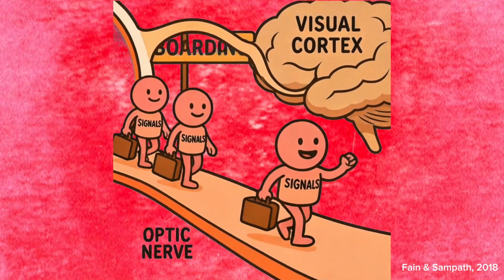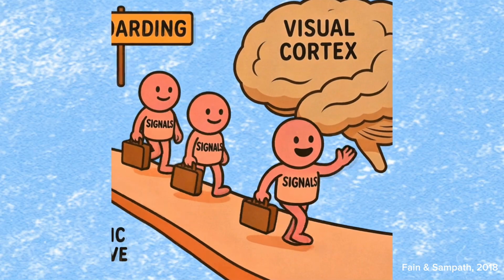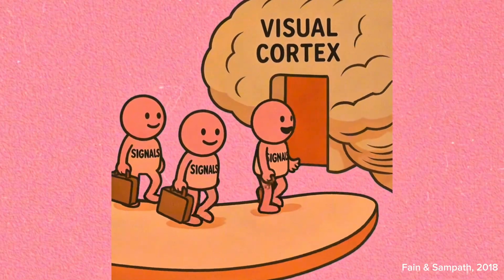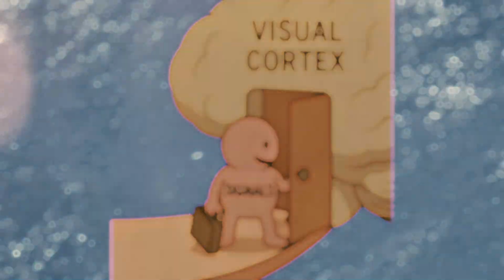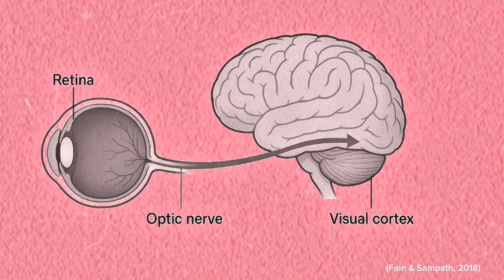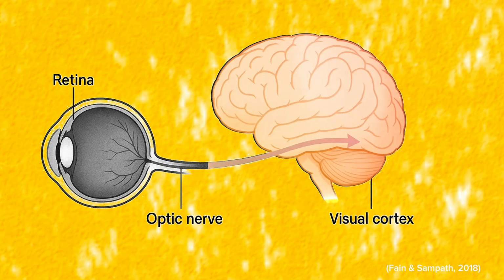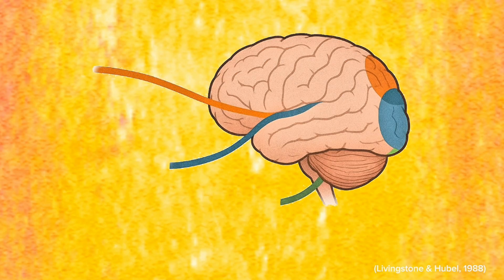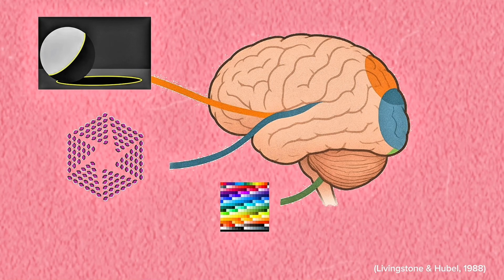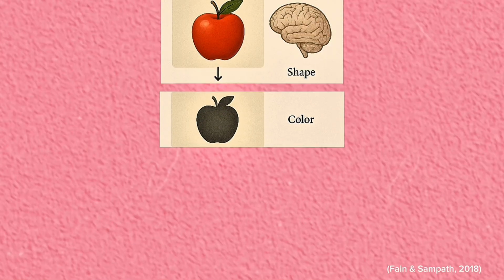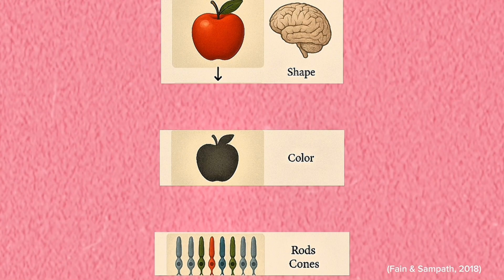From there, perception doesn't stop at the retina. The signals travel through the optic nerve and reach the visual cortex at the back of the brain. And here, specialized areas process different aspects of the image. Some cells respond strongly to edges and contrast, others to motion, and others to fine details of color. By integrating these layers of information, the brain transforms the raw signals from rods and cones into a coherent image.